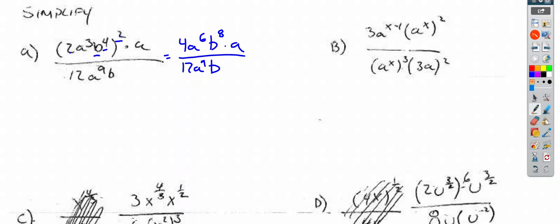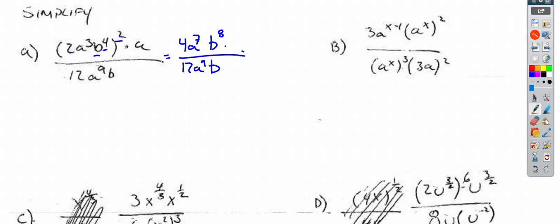Well, the first thing I noticed is in the numerator, I have a to the sixth and a. So what I'm going to do is I want to multiply those together. And when you multiply variables that are the same base, you add the exponents. So in this case, 6 plus 1 is just going to be 7. So that gives me a to the seventh in the numerator.